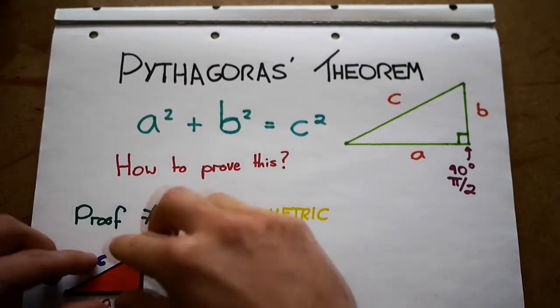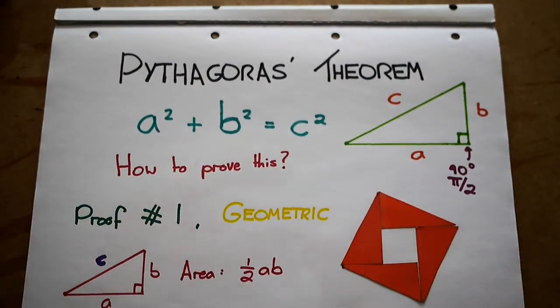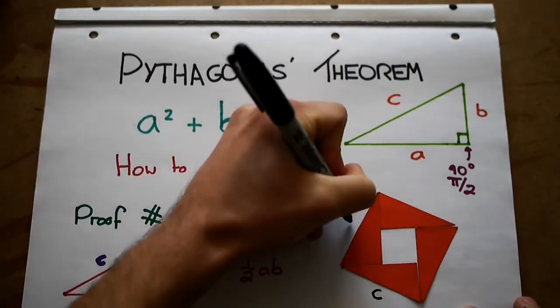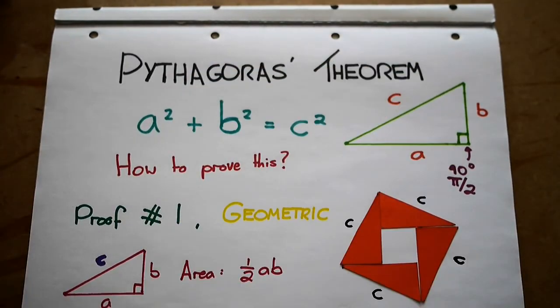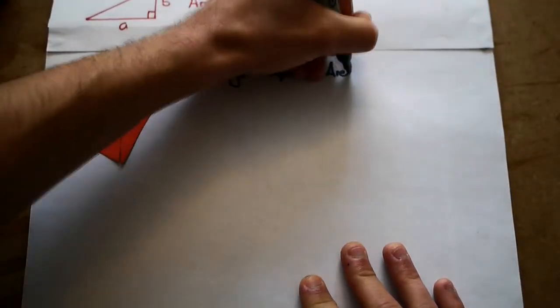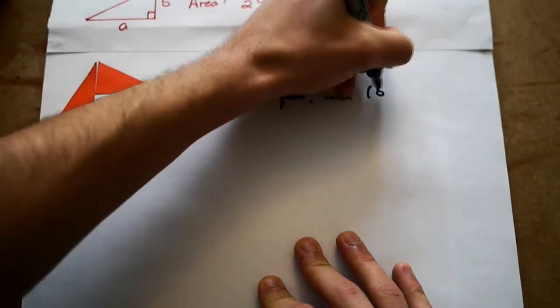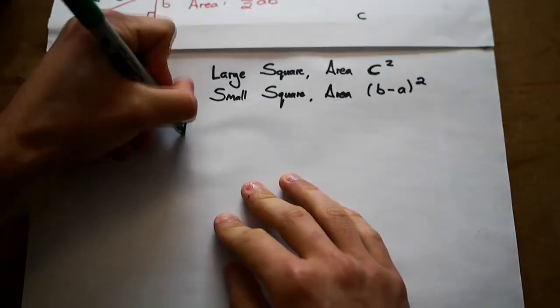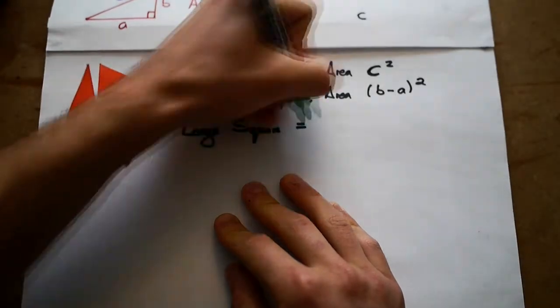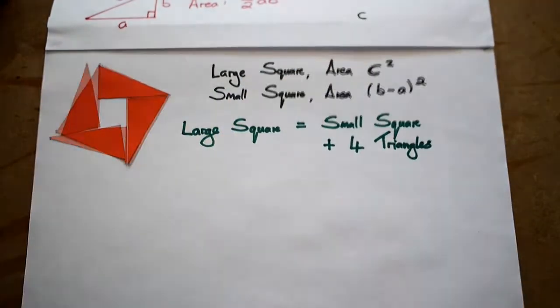Now if we take 4 of these triangles, separate them out, and arrange them like this, we see the large square has sides of length C, and in the middle of it there's a smaller square. The side length can be easily calculated here as A minus B. The area of our large square is just C squared, and the area of our small square is B minus A squared. We can also see that the area of the large square can be made from the area of the small square plus the area of the 4 triangles that make it.